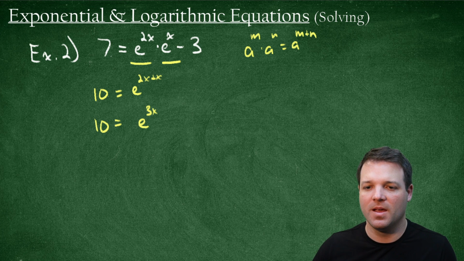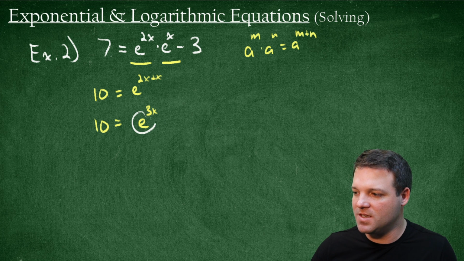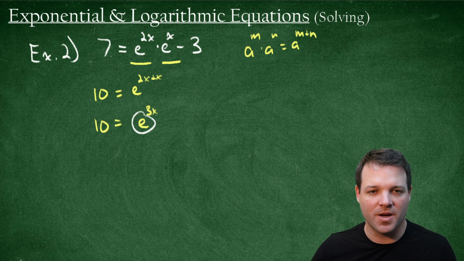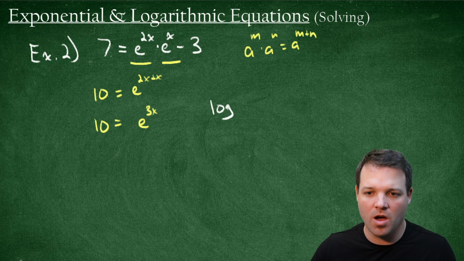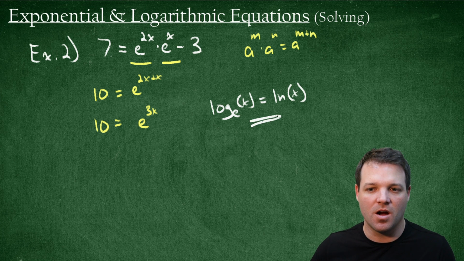All right, now, one thing I want to mention here is that this is an exponential with a base of e, right? So I want to take log base e of whatever. But I want to note that log base e is commonly written as ln, or the natural log. These two expressions here are equivalent, okay? Log base e is the same thing as ln.